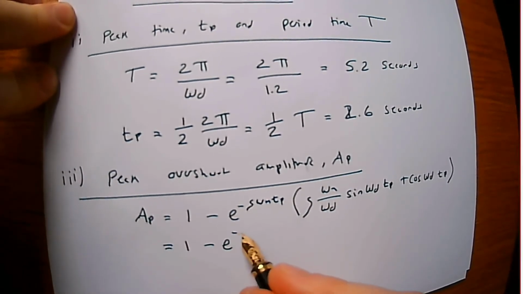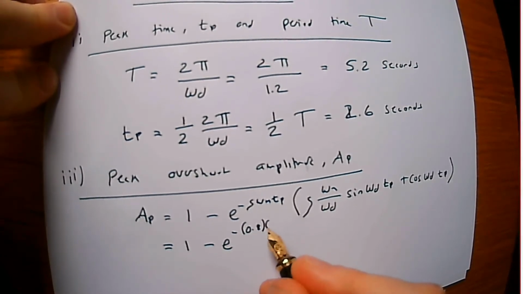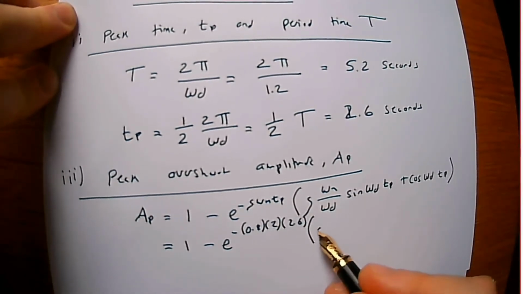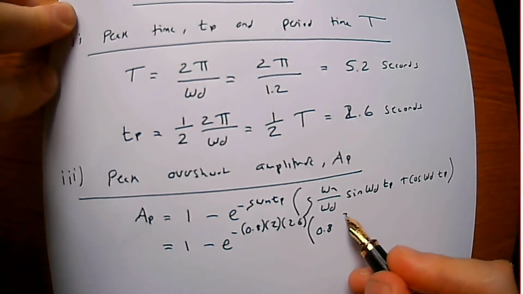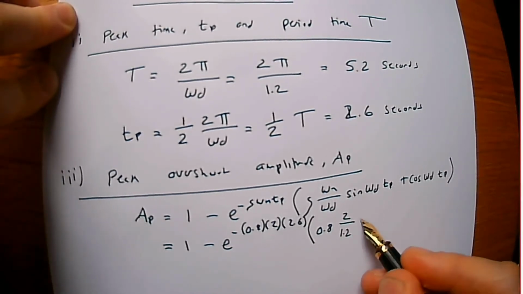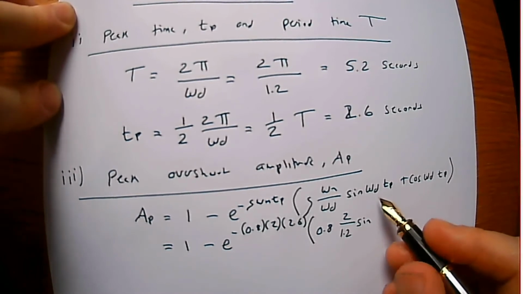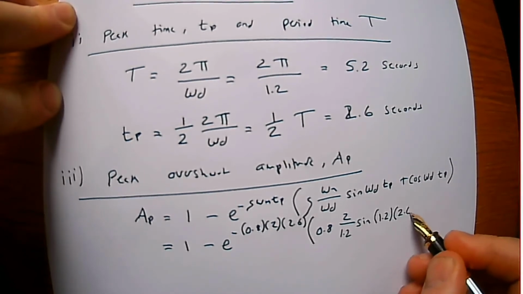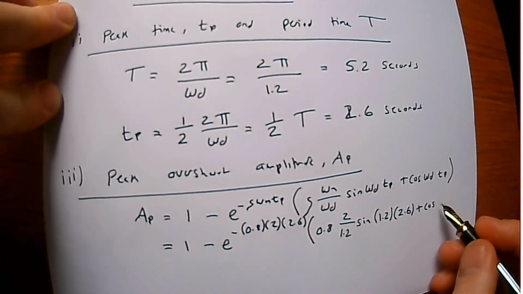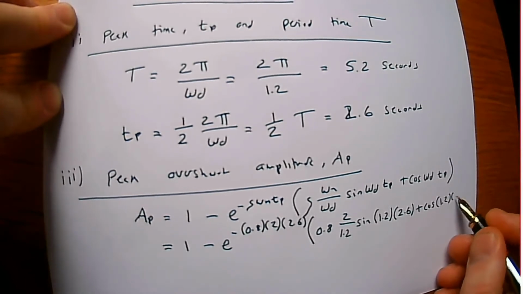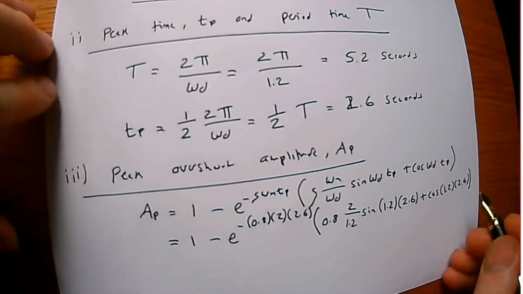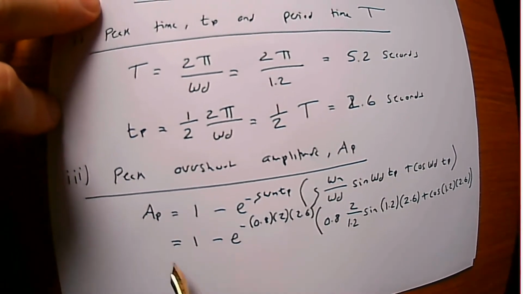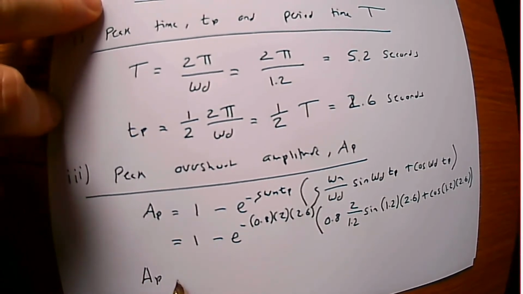It's pretty much just substituting the values that we just determined. So as you can see, 0.8 multiplied by 2 multiplied by 2.6, then 0.8 multiplied by 2 over 1.2, sine of the damped frequency 1.2 times TP 2.6, plus cos of 1.2 multiplied by 2.6. If you were to put this into your calculator, it's probably advisable you do this part here and then this part. It's up to you though. You will get this value.